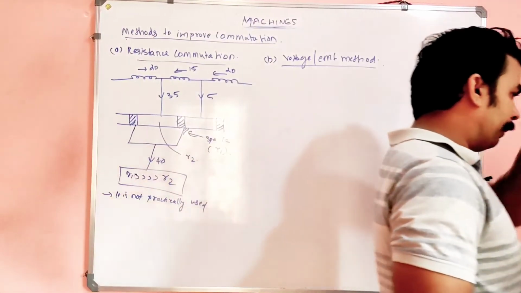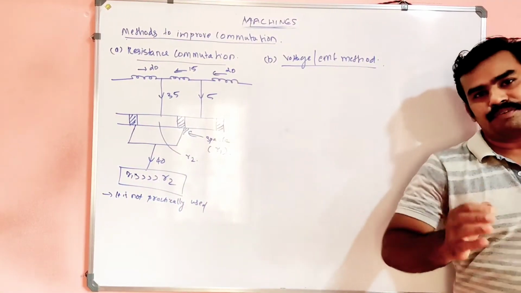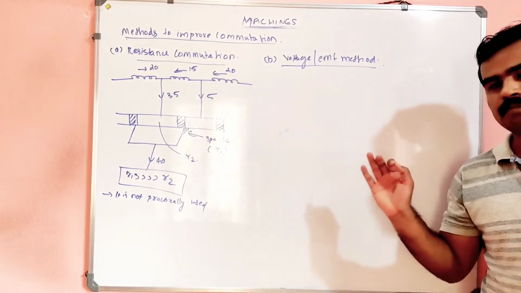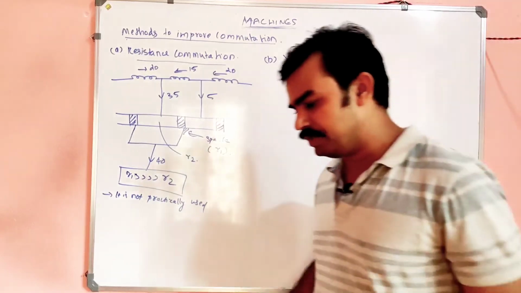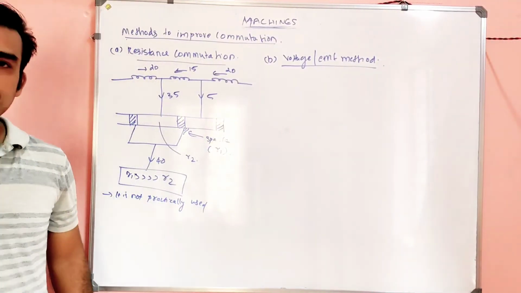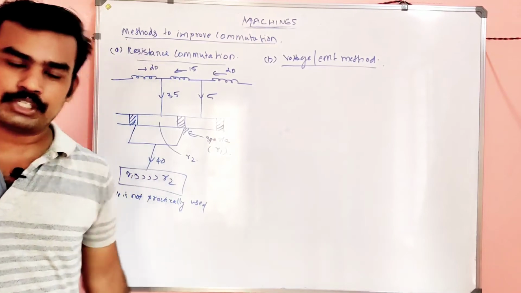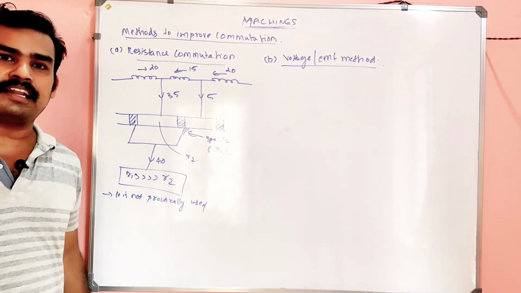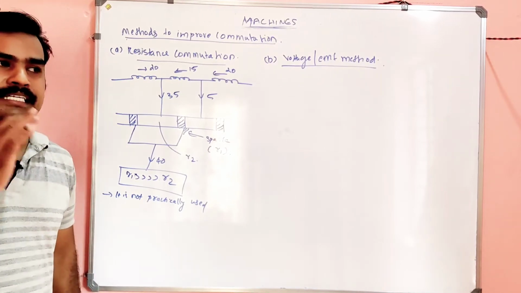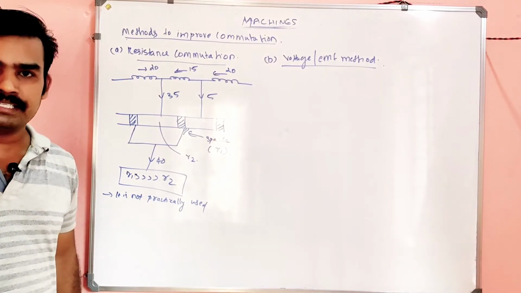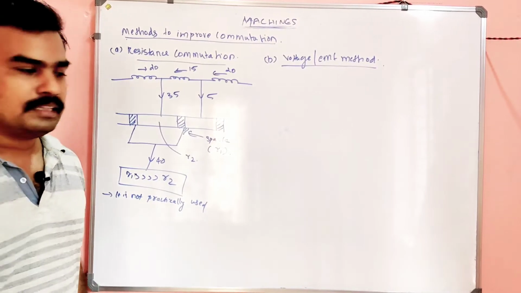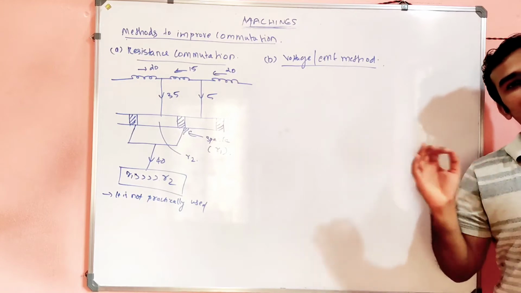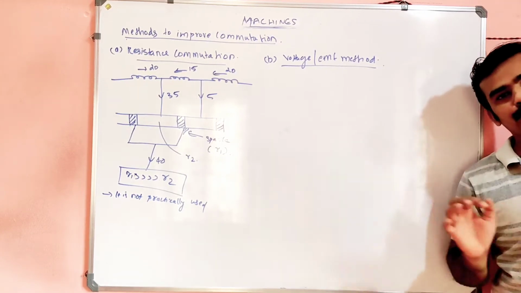I'm asking you something. What is the reason for this ineffective commutation? The reason is nothing but the armature reaction. Wherever there is a flow of flux or high current in the armature coil, that armature coil is the best reason for the commutation failure. Indirectly, the armature reaction is the reason for the commutation failure or the ineffective commutation.